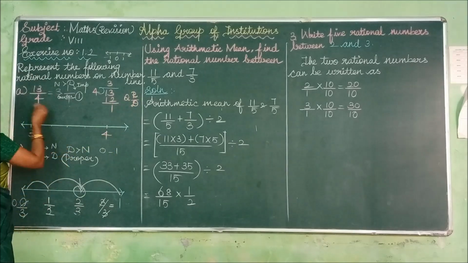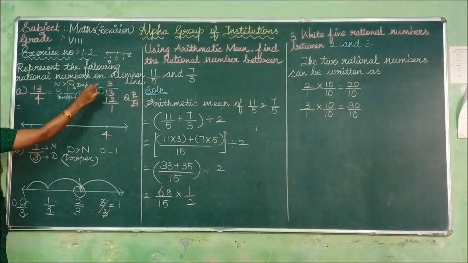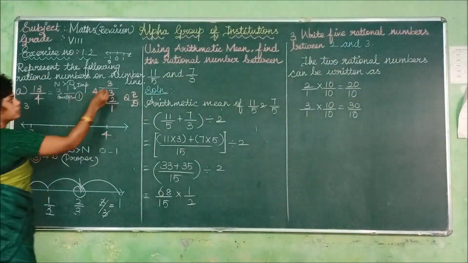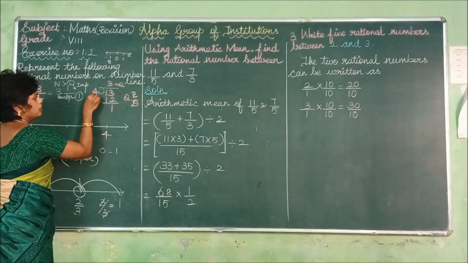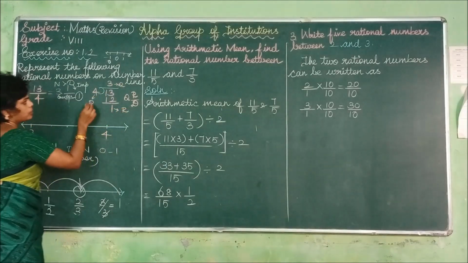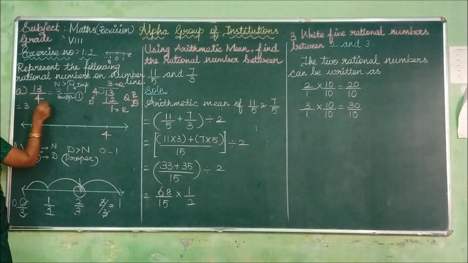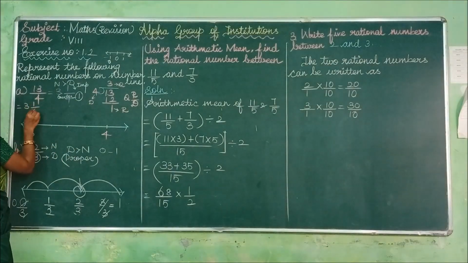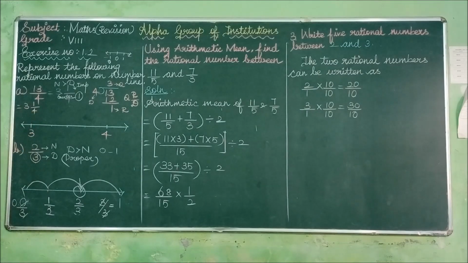So what is the quotient here? The quotient here is 3. This 4 is called the divisor, and this 1 is called the remainder. So Q R by D means 3, remainder 1, divisor 4. So 3 and 1 by 4. That means 3 whole parts and a quarter part. That means it is more than 3 and less than 4. More than 3: 3 and a quarter.